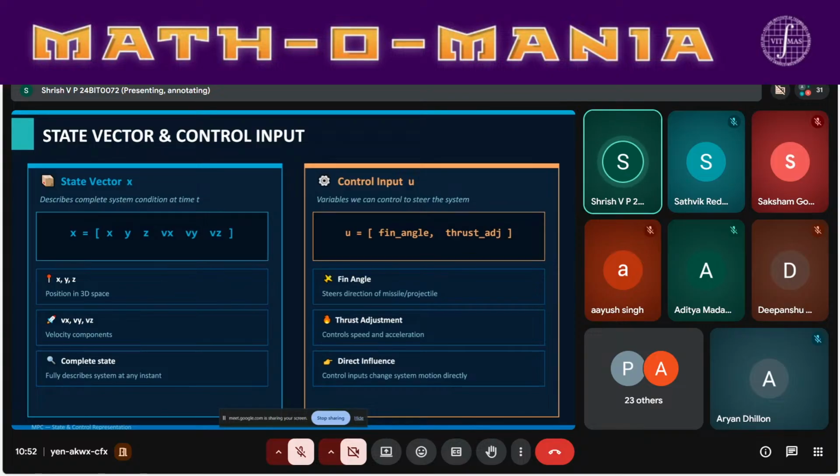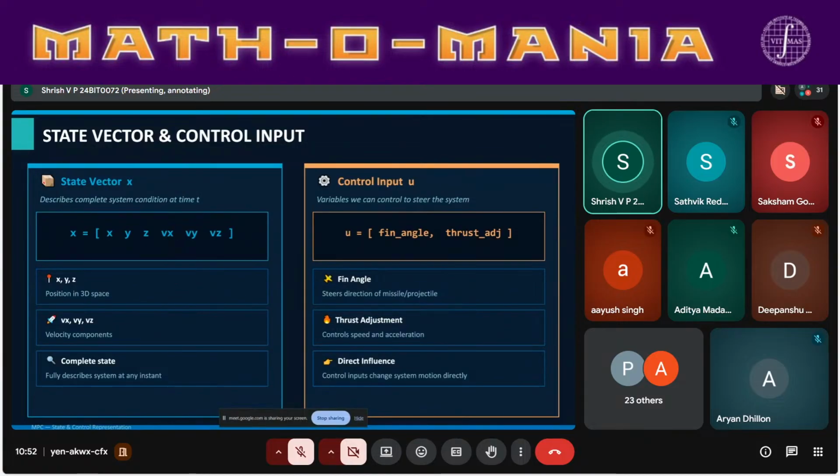Now we will look into control inputs. In this system, we have fin angle and thrust adjustment as control inputs given to the projectile. Fin angle controls the direction of motion. By changing the fin angle, we can steer the projectile to whichever position we want. And thrust adjustment controls the speed and acceleration. It allows the system to either speed up or slow down. So the control inputs are the variables we use to influence and change the motion.